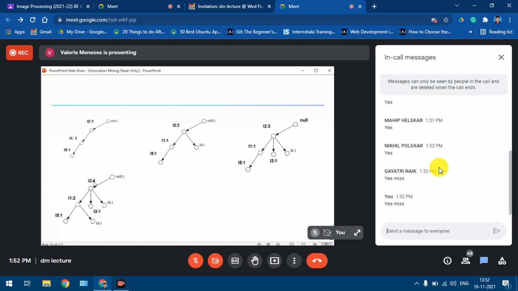Now again the count of I2 is increased to 4 and I1 is traversed twice, so the count is increased to 2. Okay. Is this clear?